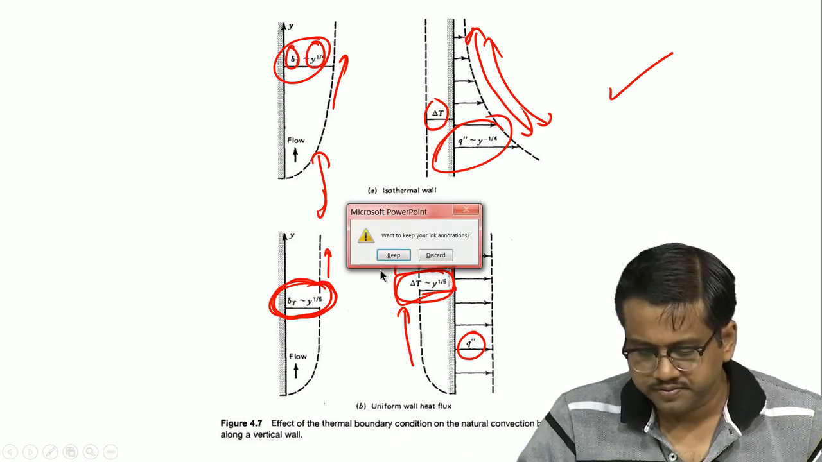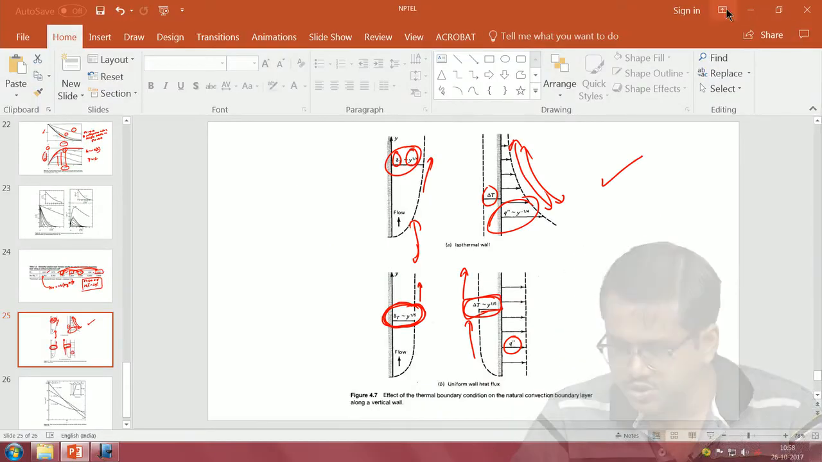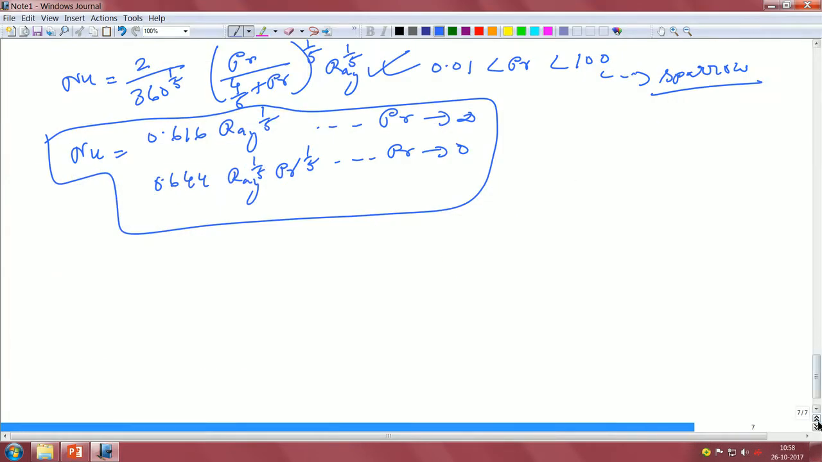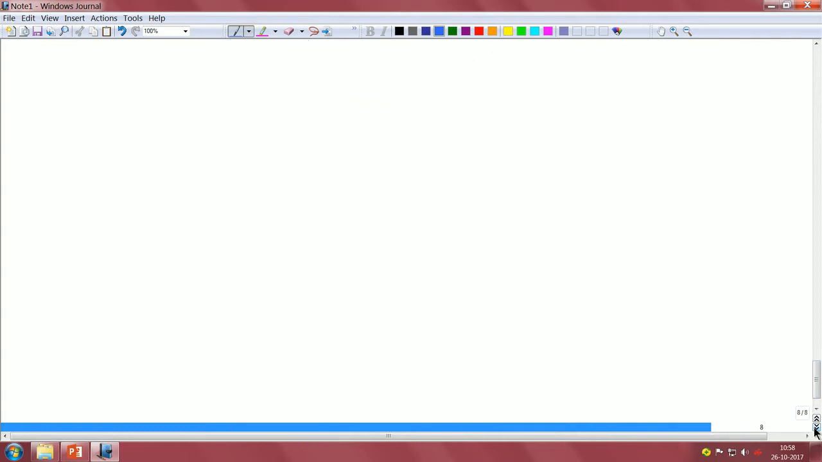So, based on this, we next go to a slightly more realistic situation, which is called thermal stratification.